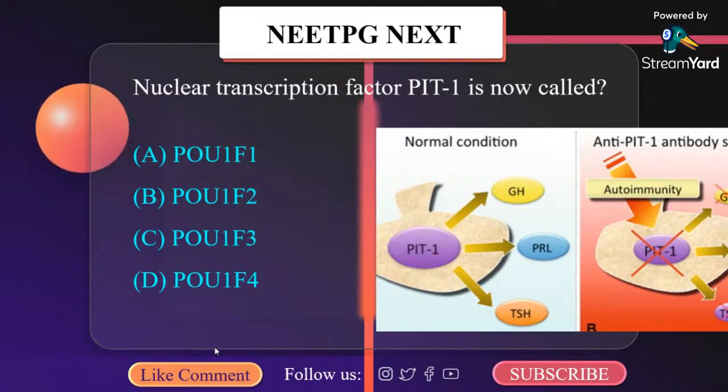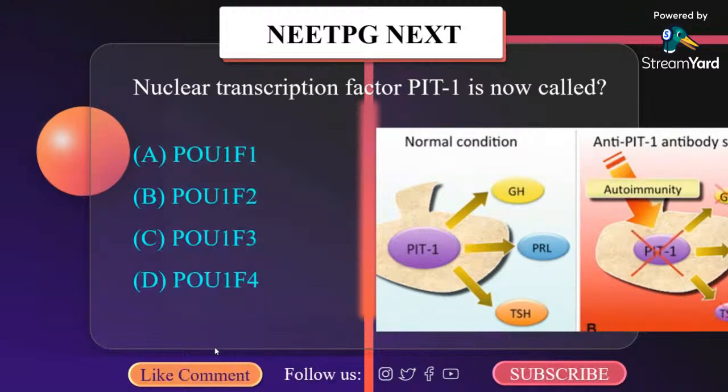The nuclear transcription factor PIT1 is also called as POU1F1, POU1F2, POU1F3, and POU1F4. So the correct answer here is POU1F1.